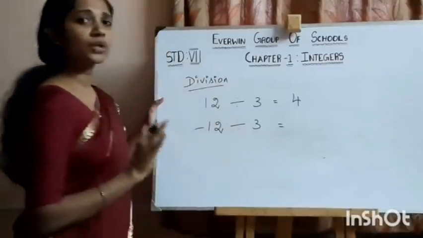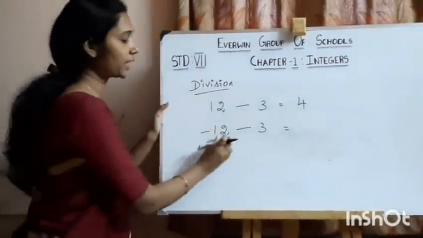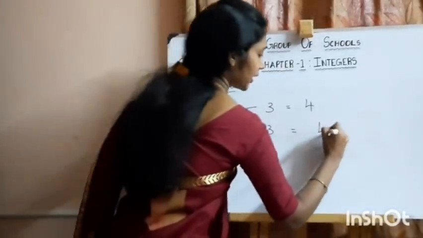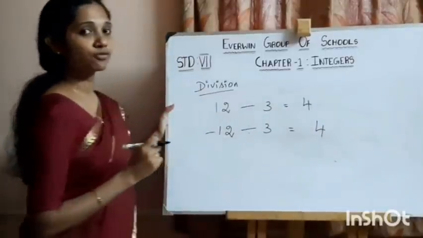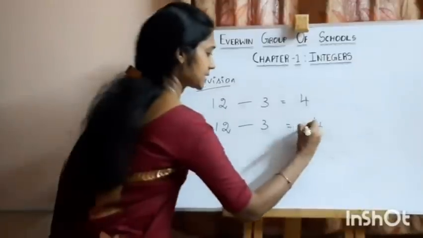It is similar to that of multiplication. Okay, first consider the numbers alone. So, divide the numbers alone. 12 divided by 3 is 4. And what will be the sign of this 4? One of the signs is minus. So, it will be minus.